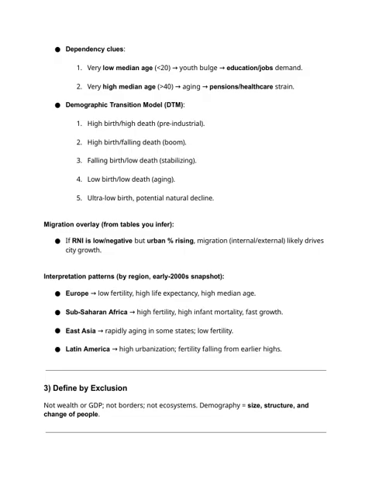Looking at regional patterns from the early 2000s, Europe generally shows low fertility rates, high life expectancy, and an older median age. Sub-Saharan Africa, on the other hand, has high fertility, high infant mortality, and very rapid population growth. East Asia is somewhat mixed. Some countries are aging quickly with low fertility rates. Latin America tends to be highly urbanized, with fertility rates falling from earlier higher levels.